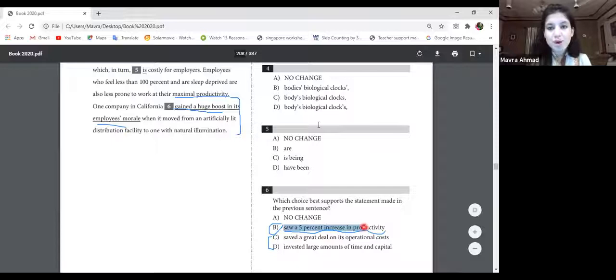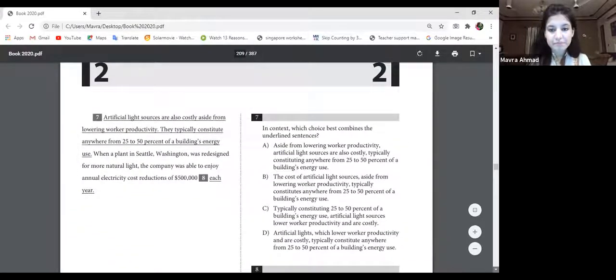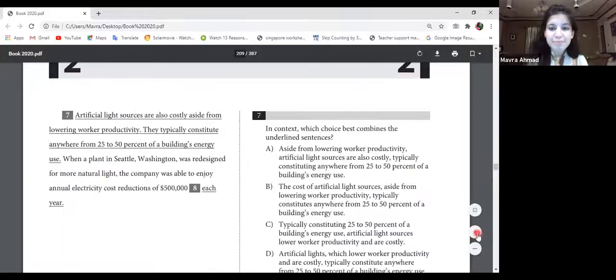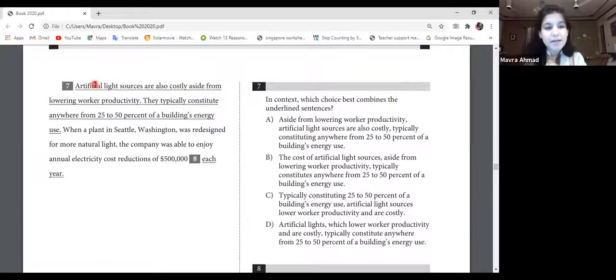So let's move on to the next question and see what is the next question asking us to do. Question number 7. क्वेश्चन नंबर 7 जो है वो थोड़ा सा चैलेंजिंग भी है, लेकिन इसको डिस्कस करेंगे, हर ऑप्शन को गो थ्रू करेंगे और अंडरस्टैंड करने की कोशिश करेंगे. क्वेश्चन नंबर 7. In context, which choice best combines the underlying sentences? Let's read the two sentences first and let's try to combine them in the most appropriate manner.